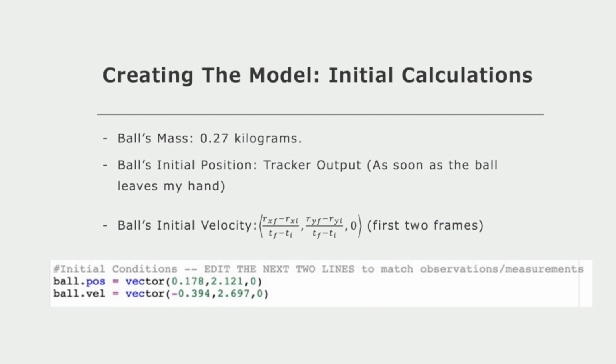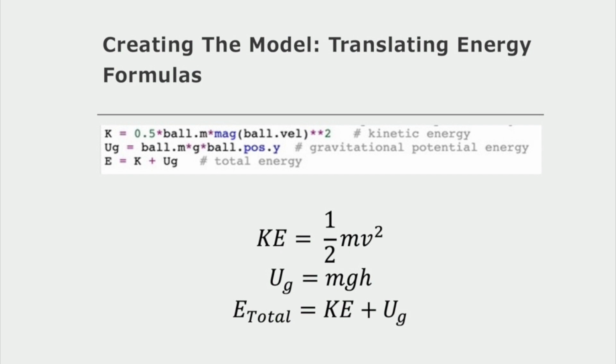I first specified the volleyball's mass of 0.27 kilograms. To find the initial position of the ball, I used the first output in Tracker from the observation. To compute the initial velocity, I used the slope formula for both the x and y components with respect to the change in time for the first two position outputs in Tracker. I then specified the formulas for the kinetic and gravitational potential energies observed. These formulas are merely translations of those specified earlier in the video.